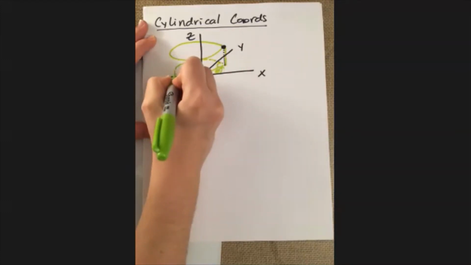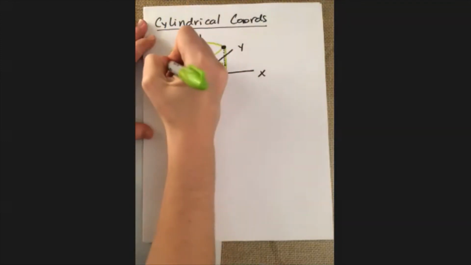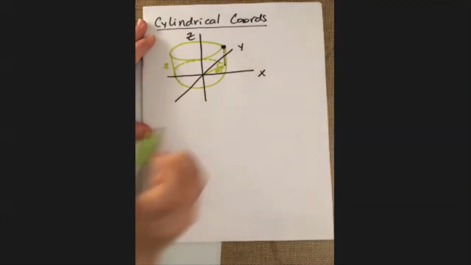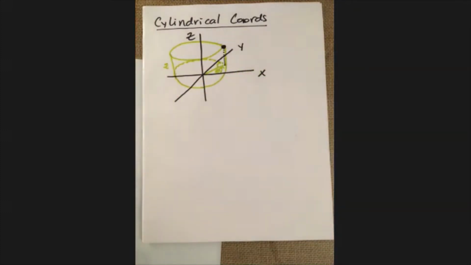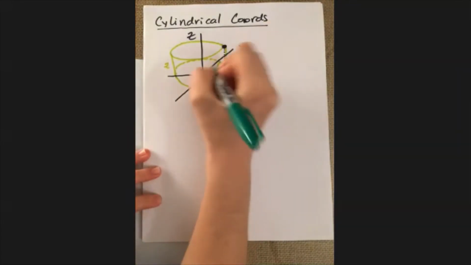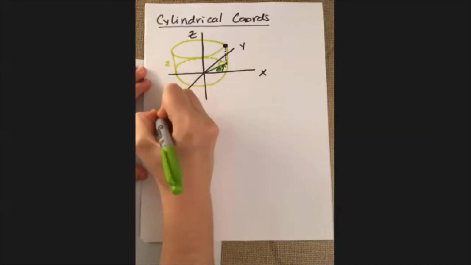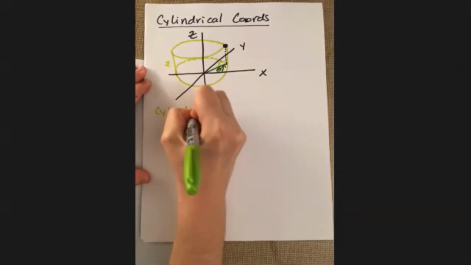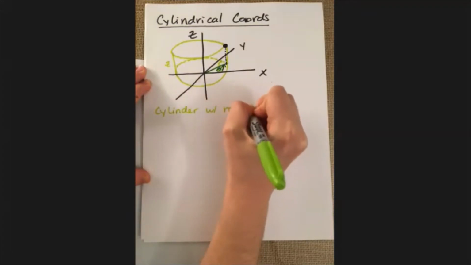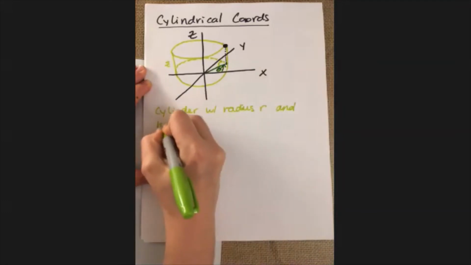The back part of the cylinder, where the cylinder is centered at the origin, has height z and radius r, and then theta, maybe if I get a darker green for theta here, really just tells us where on our cylinder we're actually located. So again, the information that we get from this is that the point is located somewhere on a cylinder with radius r and height z.